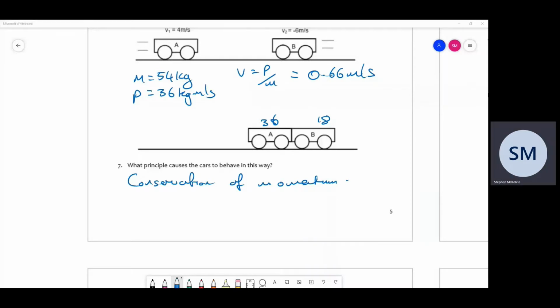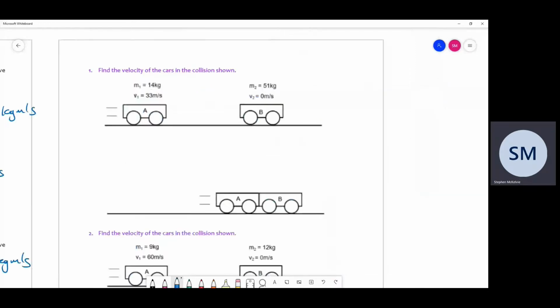We'll do much the same thing again in the intervention question. So mass is 14 kilograms, the velocity is 33 meters per second. Multiply those together. 462 is the momentum of this car. This is 0, so 51 times 0 is equal to 0 kilogram meters per second. So the total momentum before is 462 kilogram meters per second.